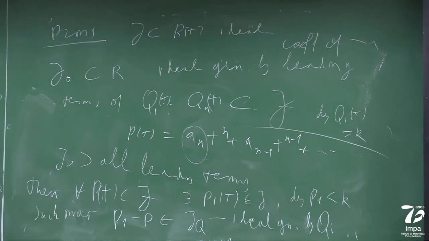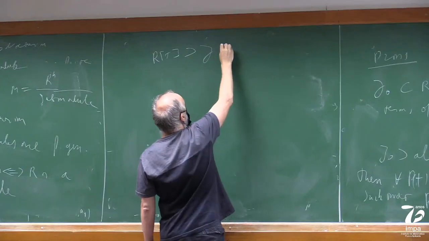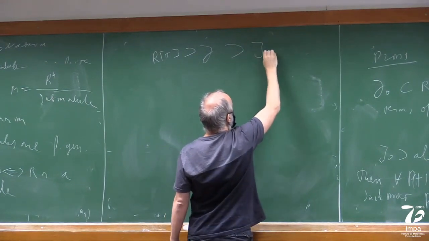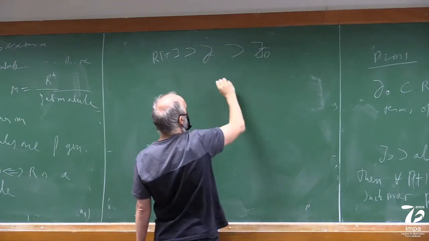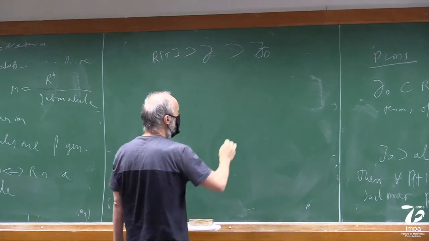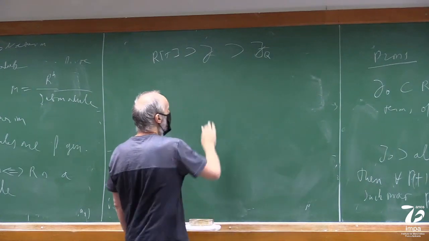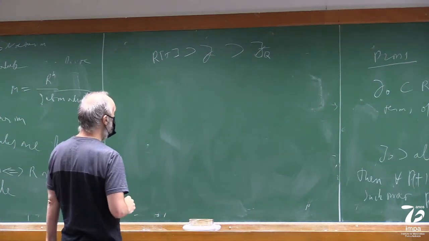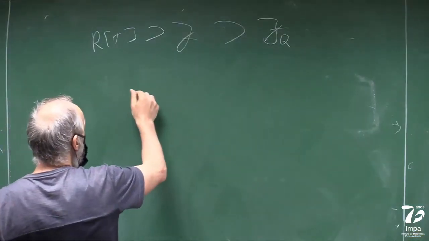Let me draw a picture. So you have R[t]. Inside you have two ideals, J, and then J_Q. J is, we don't know if it is finitely generated, but J_Q definitely is. Want them to be equal, but we are not going to prove that yet. And then you have the ideal of leading terms.